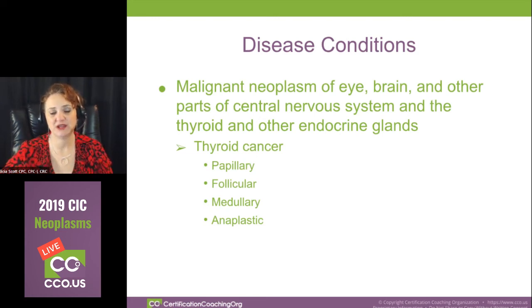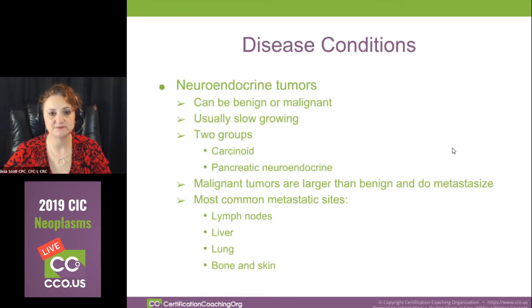Continuing, thyroid cancer doesn't have an age preference. The types of thyroid cancer that you can have, and now we're only dealing with the thyroid. This is a type of gland, the thyroid gland. You're going to have papillary, follicular, medullary, and anaplastic. So these will be termed in your manual, but those are the types.